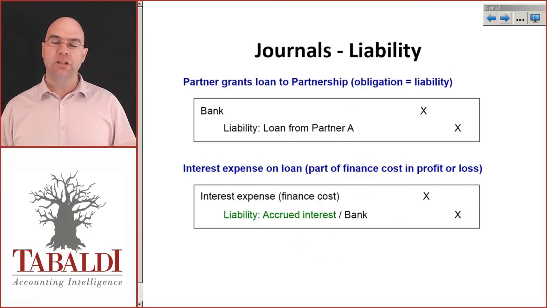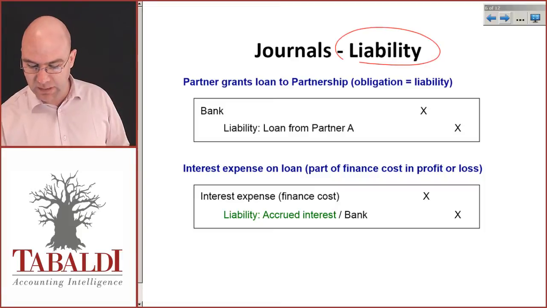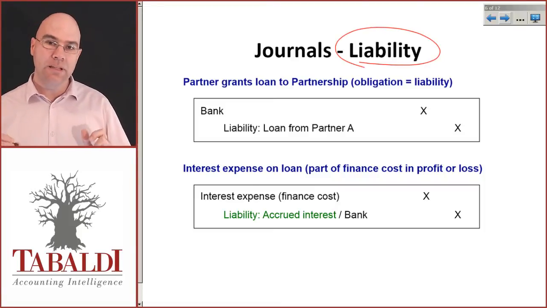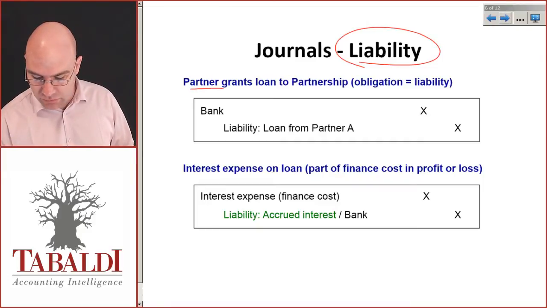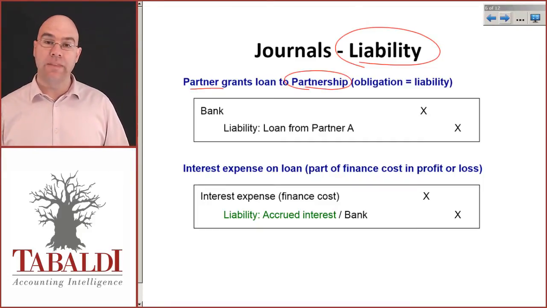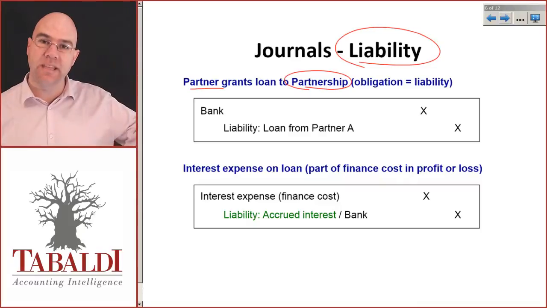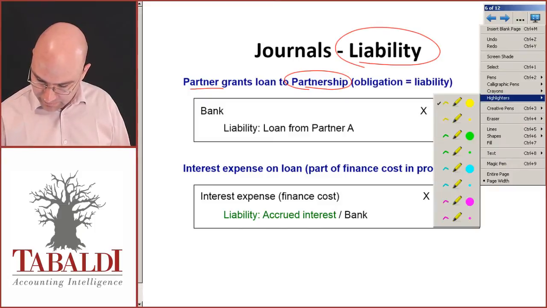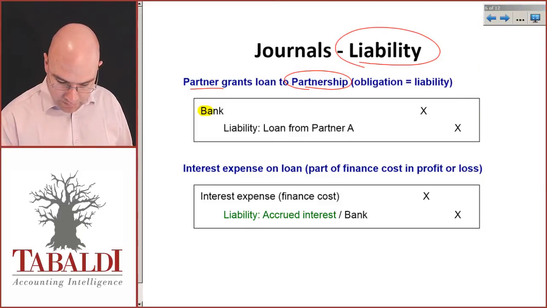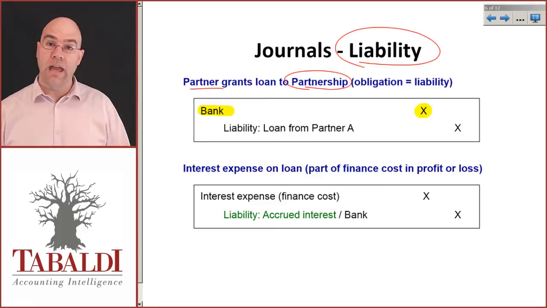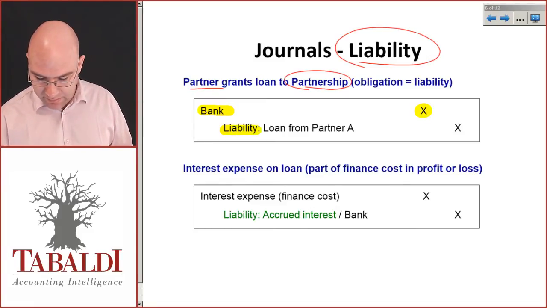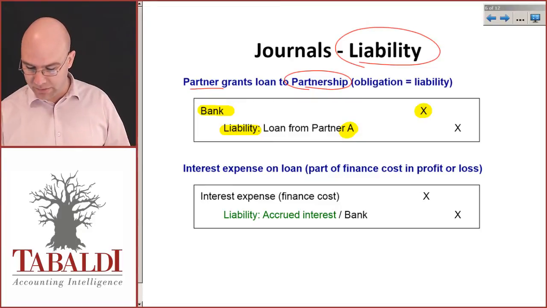So let's have a look at the journals. I've split the journals up into the liability versus the asset journals. So here, for liability, the partner gives a loan to the partnership, and therefore the partnership has an obligation to settle the loan in the future. So on day one, we will debit bank. Let me pull up a highlighter quickly. We will debit bank as the partnership. Remember, we the partnership, and we will credit the liability with a loan from partner A.